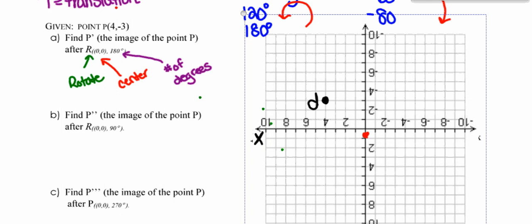And when I turn that 180 degrees, notice that my point P now is 4 units to the left of the origin and 3 units up. So the name or the coordinates of that point that's 4 units to the left of the origin and 3 units up is the point (-4, 3). So point P prime now has coordinates (-4, 3).